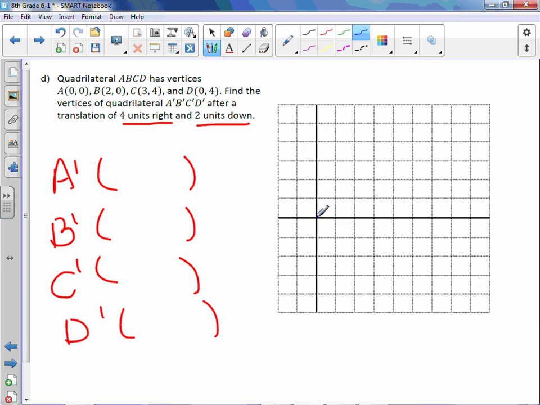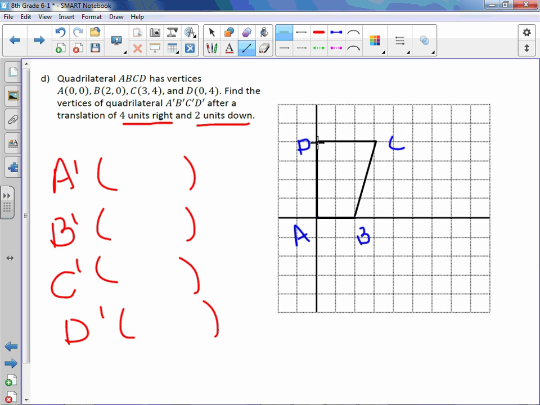A is at 0, 0. B is at 2, 0. C is at 3, 4. And D is at 0, 4. Connect the dots. Let's make our quadrilateral. And this shape right here is a trapezoid.